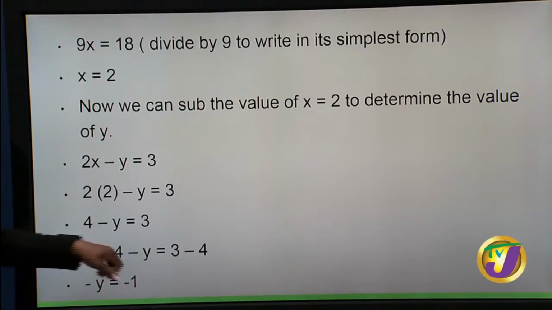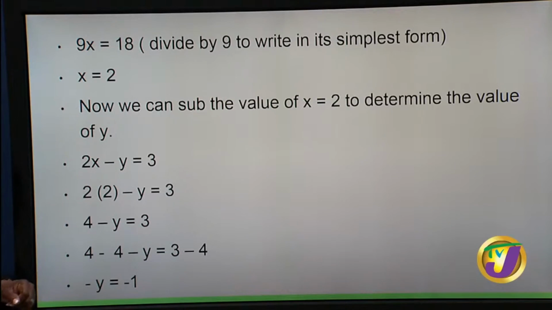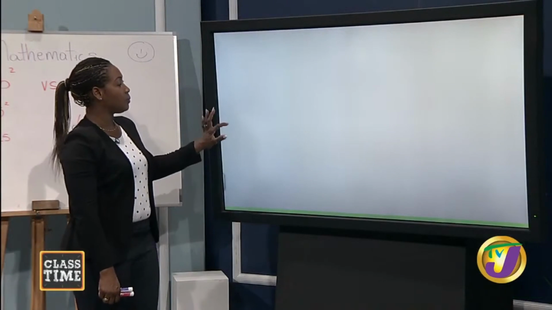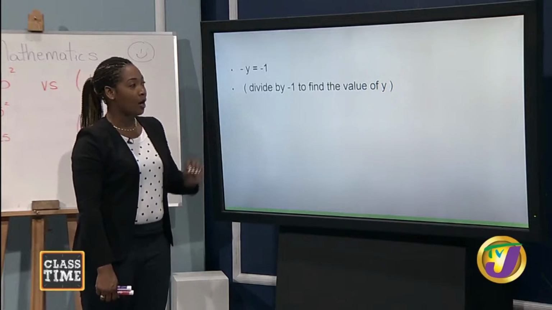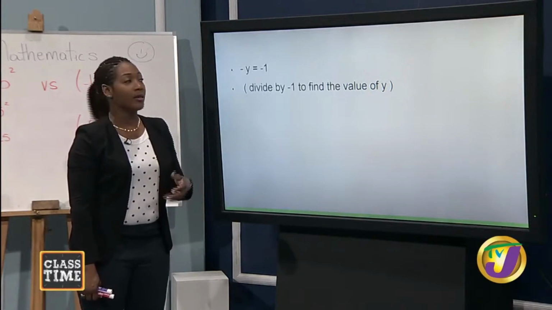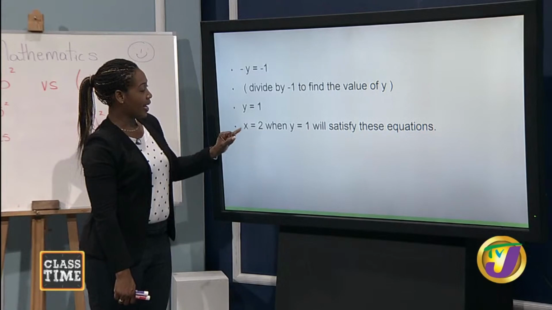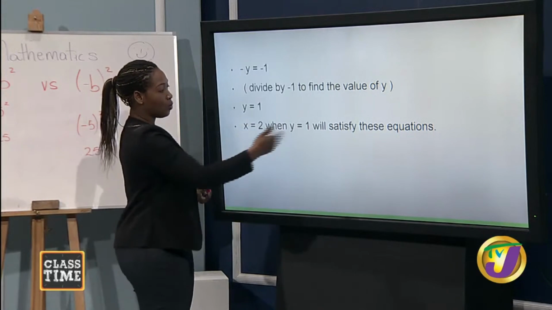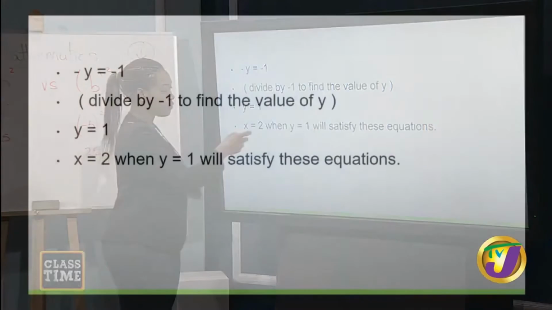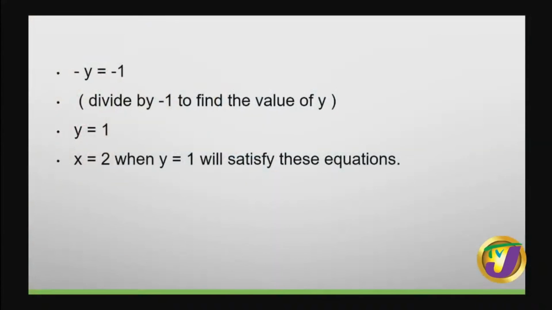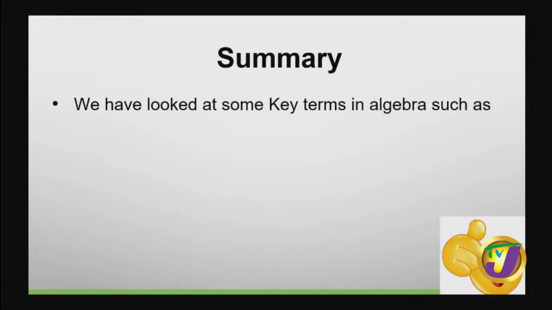I subtract it on both sides, giving me negative y equal negative 1. I do not want to find the value for negative y, so if I simply multiply throughout by negative 1, I will find the value for y without changing the value of the equation. All right, so that will give me y is equal to 1. All right, guys, so that is that. So when x is 2, y is 1, and these values for the unknowns will satisfy the equations that we were working with. All right, so let us just quickly look at some of the things we did today.